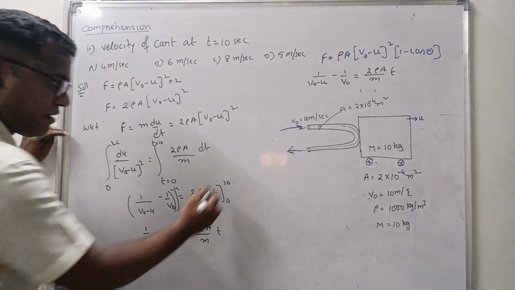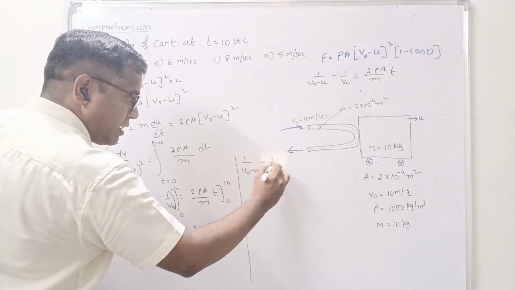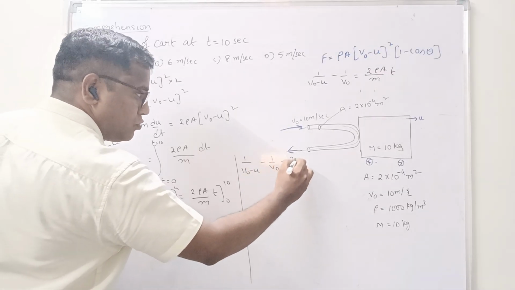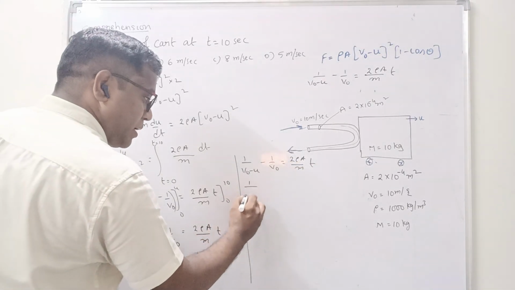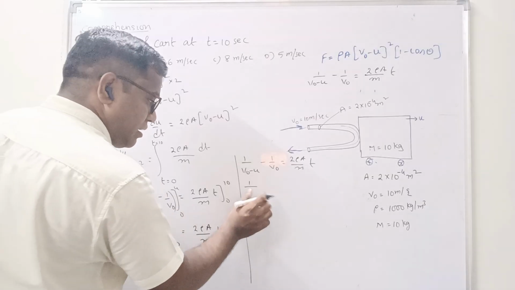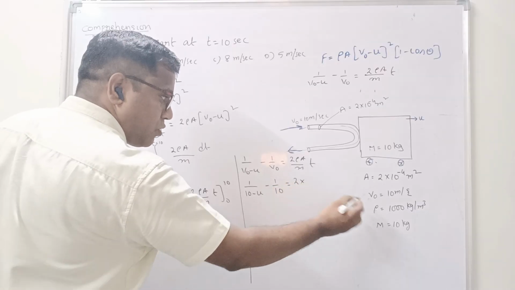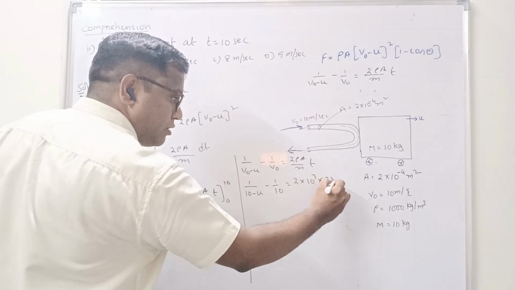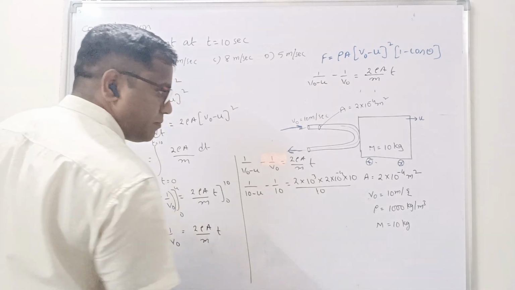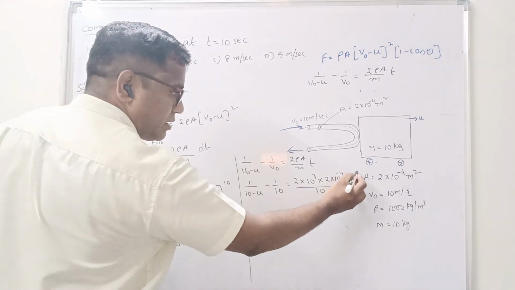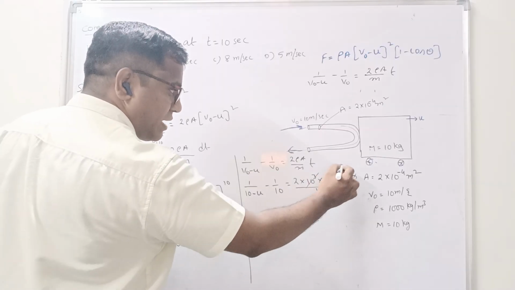So now we will substitute the values. 1 by V naught minus U minus 1 by V naught is equal to 2 rho A by m into t. V naught is 10, so 1 by 10 minus U minus 1 by 10 is equal to 2 into rho value 10 power 3, area 2 into 10 power minus 4, into t is 10 upon m is 10. Here we will cancel: this 10 will go, and 10 power 3 with 10 power minus 4 will cancel, so minus 1 will come here.